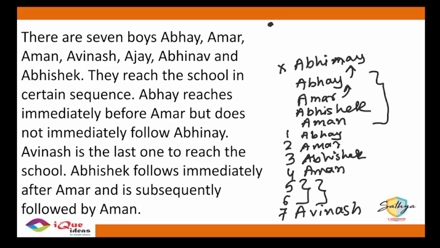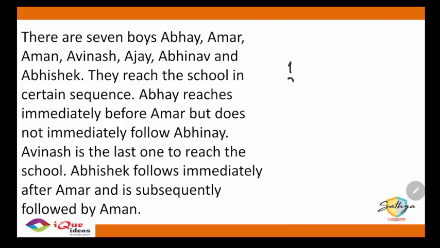In short, can I put the first 4 people in this position? No. Why not? Because Abhay has to have one person before him and before him Abhinay. So if I interpret this clue as Abhay reaches before Amar but does not immediately follow Abhinay, it means he follows Abhinay but does not immediately follow him. Then my 7th person was definitely fixed. Avinash was the last one. And I definitely know that Abhay has to start in the 3rd position.